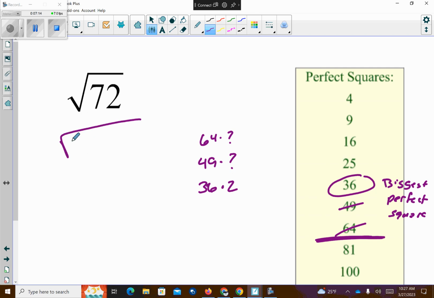Okay? So the square root of 72 is the same thing as the square root of 36 times 2. What's the square root of 36? What times what gives me 36? 6. So I get 6 square root 2.